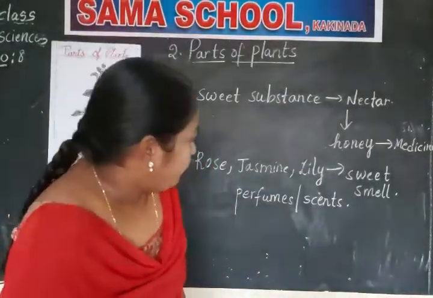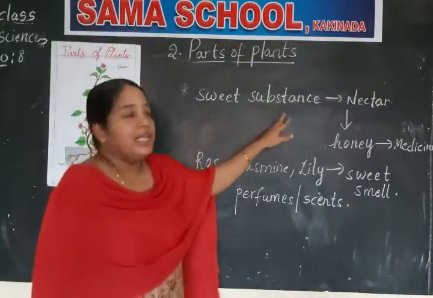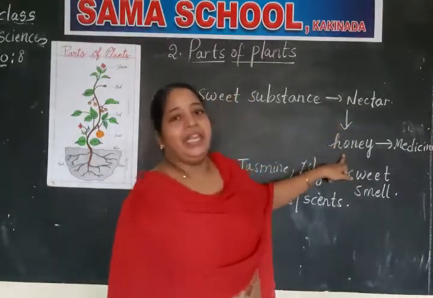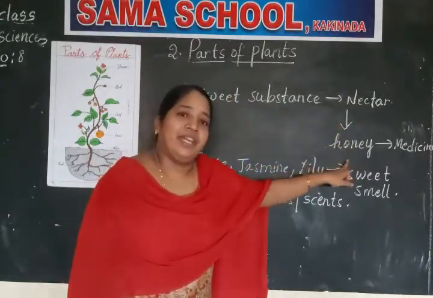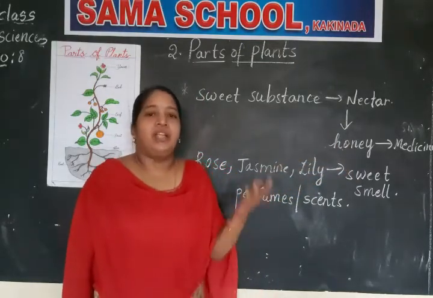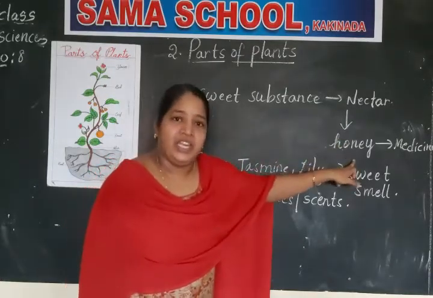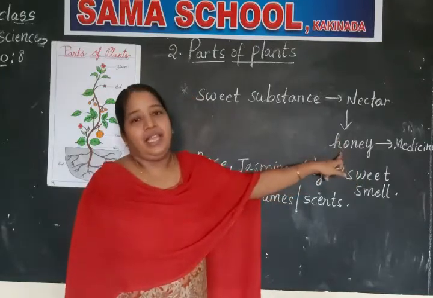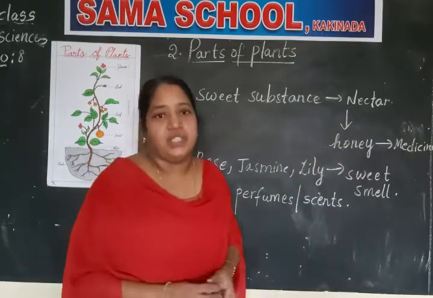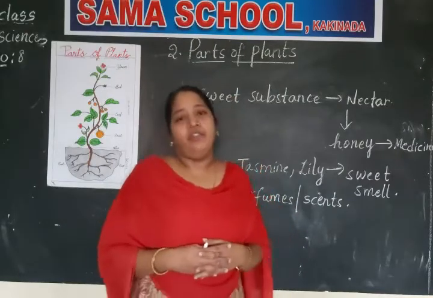Clear, children? Okay, so some of the flowers have a sweet substance called nectar, and from the nectar we get honey, and honey is very, very healthy for our body. Nowadays you are eating too many chocolates and a lot of sugar. So in place of sugar, if we use honey in your food, it is very healthy and very useful for our body. Sugar is very dangerous to our health. If you eat more sugar, it is very harmful to our body.